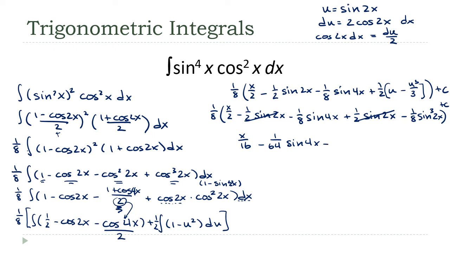Minus, let's see, this should be a 6 here. This was 2 times 3. So 6 times 8 is 48. So this is 1/48 sine cubed 2x plus a constant. And that's it. Give or take a couple of lost fractions there. So there's our antiderivative for this function. Yeah, it's kind of messy.